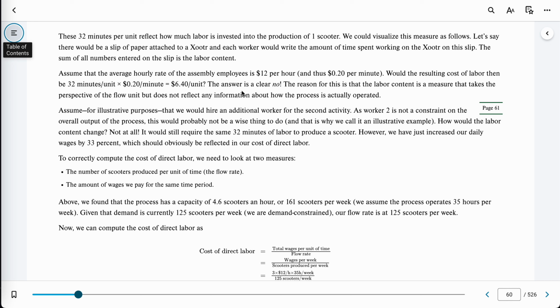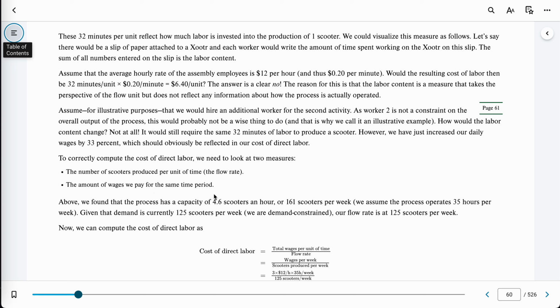So to illustrate this, let's take worker two as an example. Worker two is not a constraint on the overall output process, but still, let's look at that. It would require exactly 32 minutes to produce a scooter. However, if we just increase our daily wages by 33%, which we should obviously do based upon the direct labor costs that we have, what will happen exactly, right?